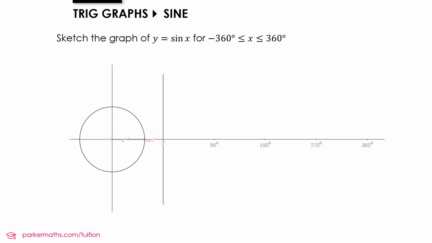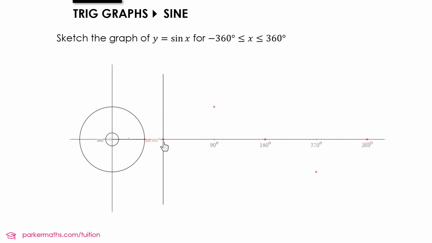From work we've done earlier, we know that sine of 0 is 0, so let's plot that as our start point on the graph. Next up, we'll go to 90 degrees. We know that sine of 90 is 1. Moving along another 90 degrees gets us to sine of 180, which we also know is 0. We can continue a further 90 degrees to get to 270. We know at that point we've got negative 1. We can then go another 90 from 270 to get to 360, and we find that sine of 360 is 0.